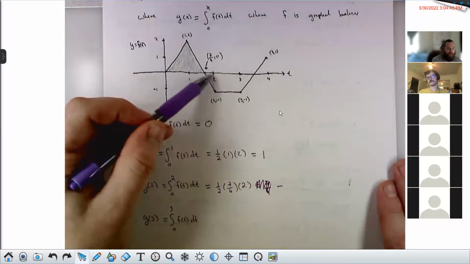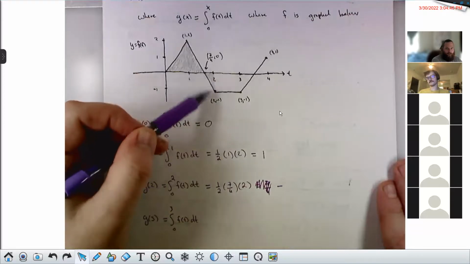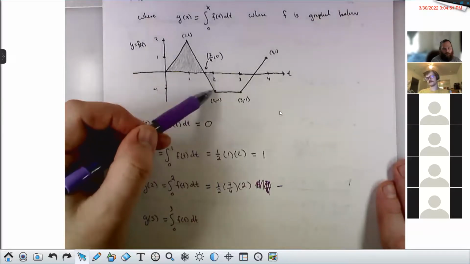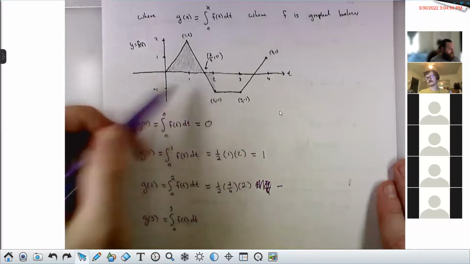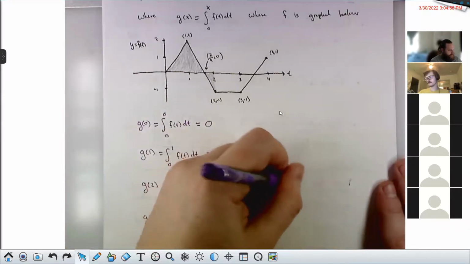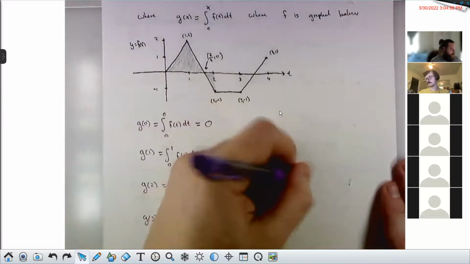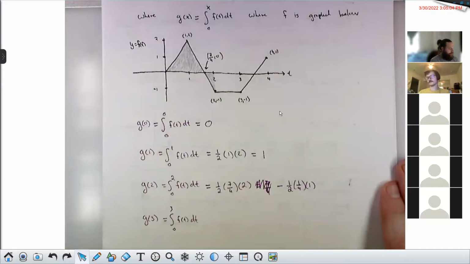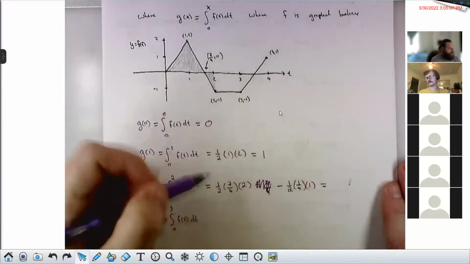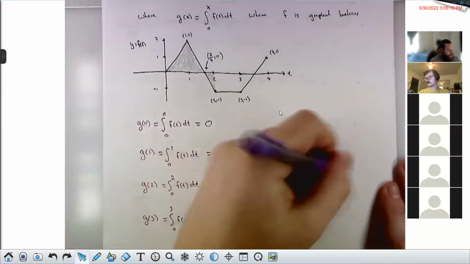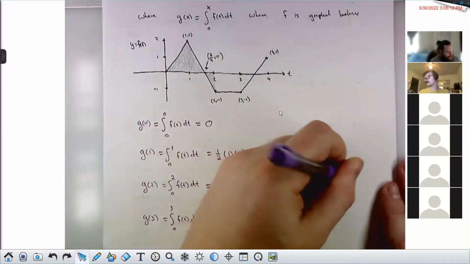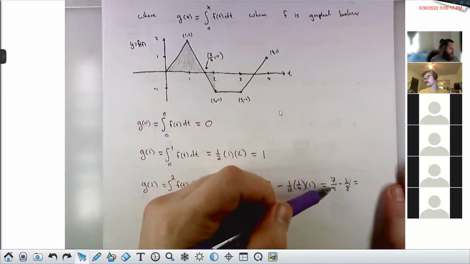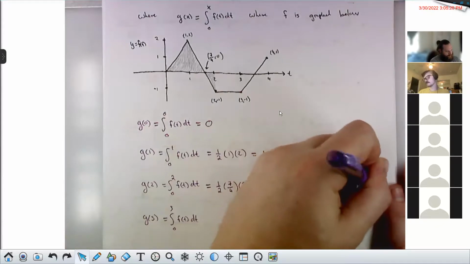So here my base is 1/4, and my height is 1. We are subtracting because we're beneath the horizontal axis. So that's again a triangle, 1/2 base times height. The base is 1/4, and the height there is 1. So now simplifying, this is 7/4 minus 1/8. And that's 14/8 minus 1/8, so 13/8 altogether.